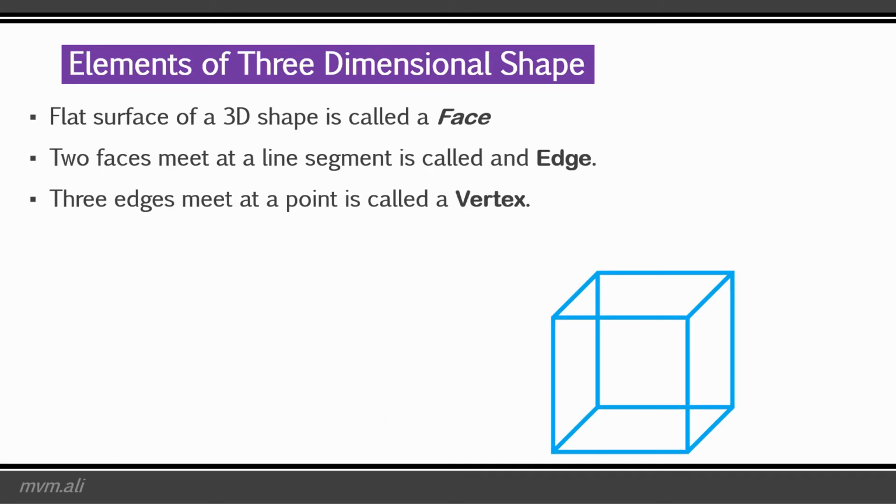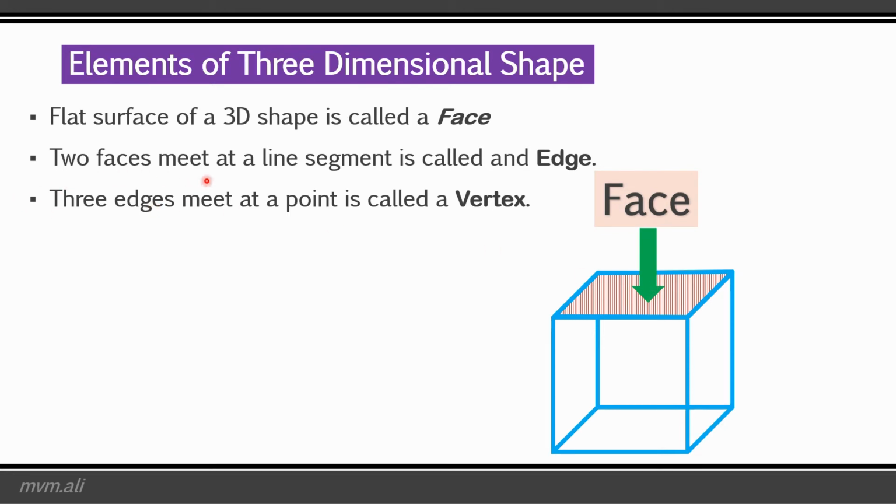Elements of a three-dimensional shape. What are the elements of a three-dimensional shape? First one is face. A flat surface of a 3D shape is called a face. If a three-dimensional shape has a flat surface, then we call that a face. So this is one of the faces of a cube. Clear? This is also a face, this is also a face. So this flat surface is called a face.